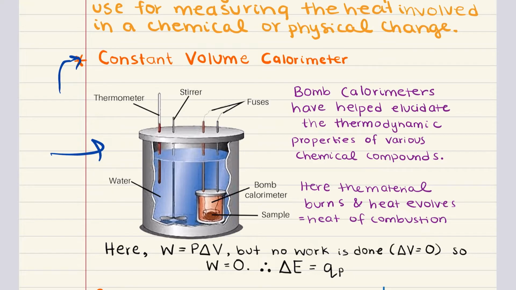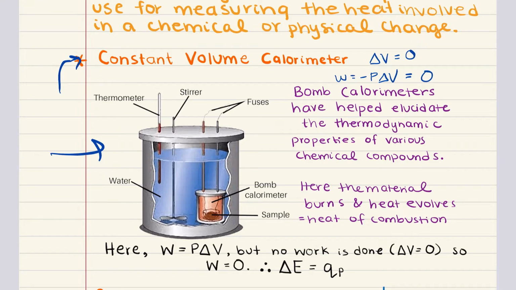When a substance undergoes a chemical reaction or a physical change within a calorimeter, heat is either going to be absorbed or released. And the measurement of this heat change provides insights into various thermodynamic properties of the substance. Now, in a constant volume condition, the volume doesn't change, which means that delta V is equal to 0. This implies that no work is done, because we know that work is equal to minus P delta V. In a constant volume calorimeter, delta V is equal to 0, so work is also equal to 0.